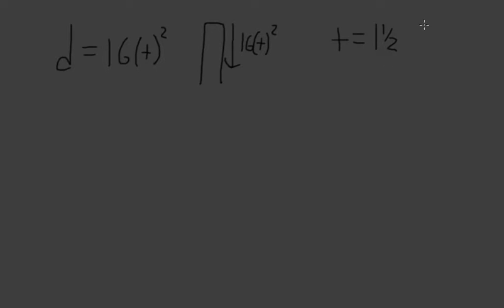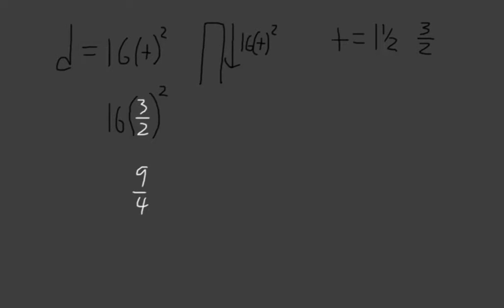Well, let's change this 1.5 to 3/2. You should have that memorized by now. So now it's going to be 16 times 3/2 squared. Well, 3/2 squared is 9/4, and we're multiplying that by 16.